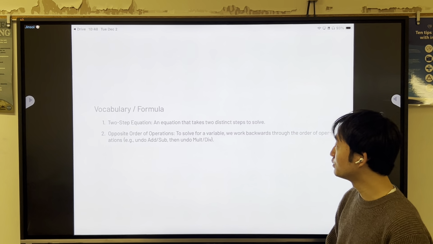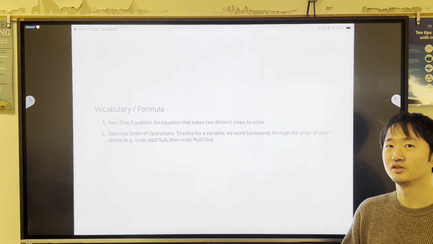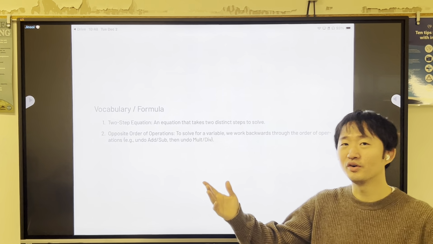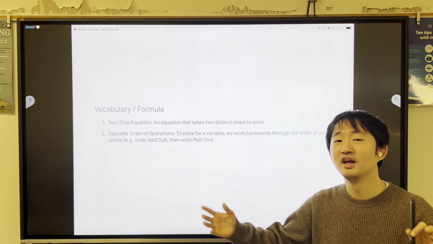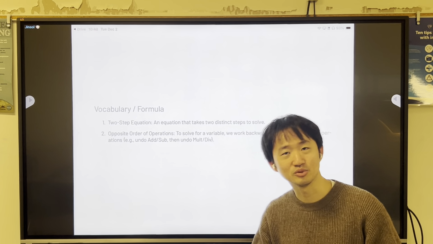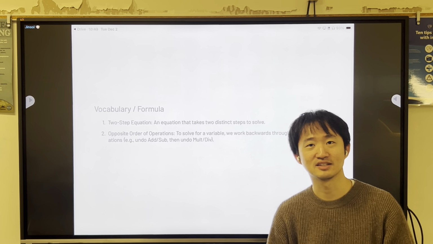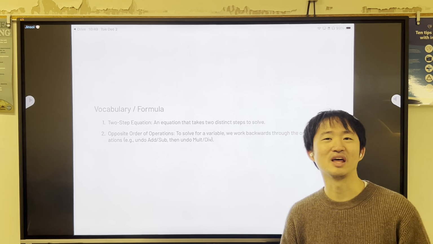To solve for a variable, we need to work backwards in the order of operation. So the usual order of operation that we know of, BEDMAS, we need to go the other way around. If you have addition and subtraction, we need to do that first. If you have multiplication and division, you want to do that next. If you have a bracket, you want to do that last.